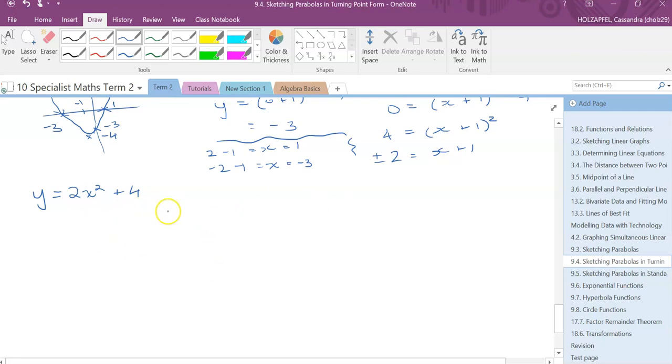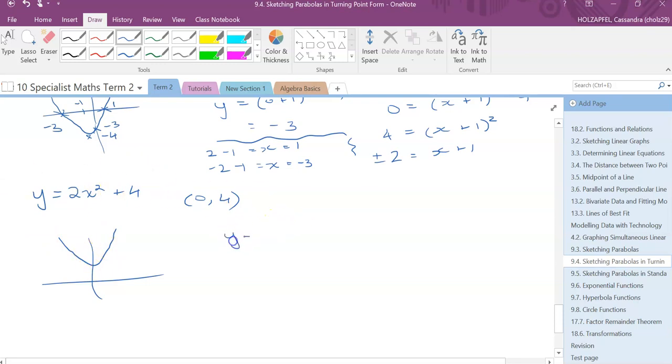So this turning point is going to be at (0, 4), and it's going to be dilated, so it's going to be a lot narrower and steeper, and so that's going to look something like that. So you can see here, this is not going to have any x-intercepts. So I'm going to prove that algebraically as well.